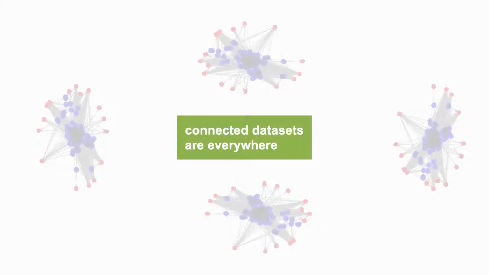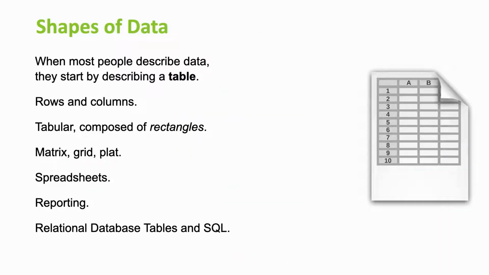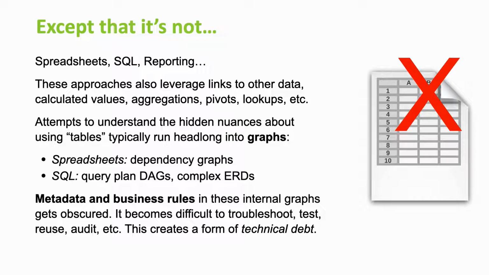So, talking about graphs, the thing is that in business, graphs, connected data is everywhere. Now, when you teach people about doing data science, when you talk with people about data, they typically respond by describing a table: rows and columns, rectangles, matrices, spreadsheets, reporting tables, these kinds of things. People are trained to think in terms of square patterns when they hear the word data. And okay, that works, except when it's not the case. Spreadsheets, SQL, reporting, all these rely on graphs.